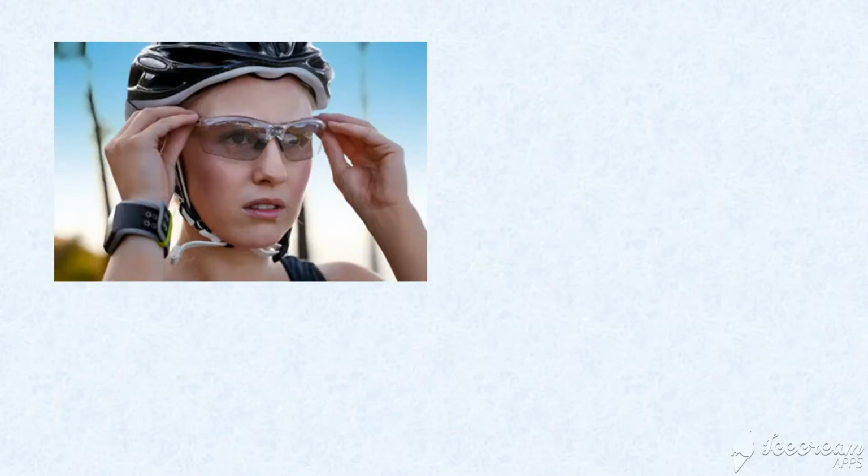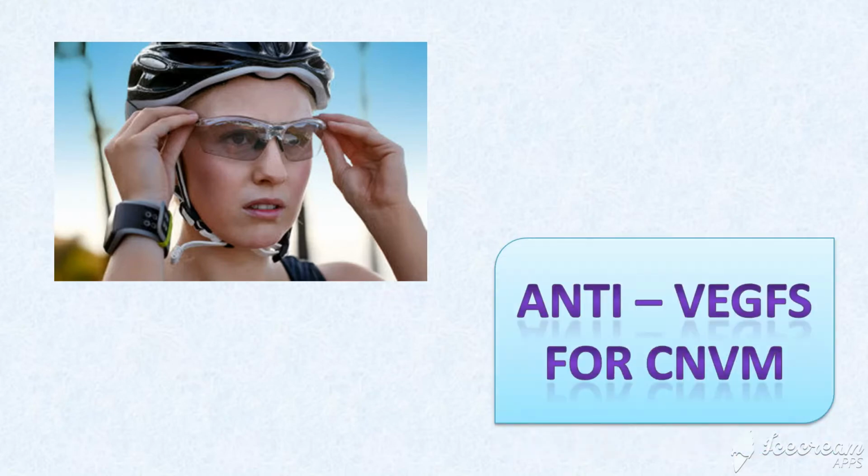Early stages of the disease do not require any treatment, but protective eyewear and helmet is recommended for all sports to avoid any trauma which can cause a subretinal hemorrhage. In CNVM secondary to Best dystrophy, anti-VEGFs have been used.